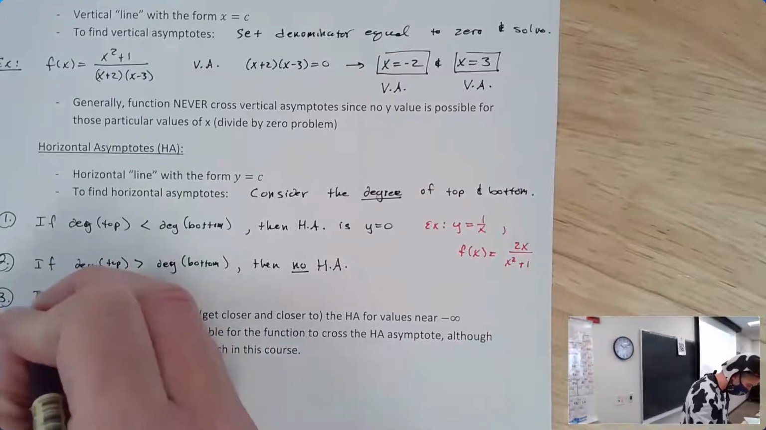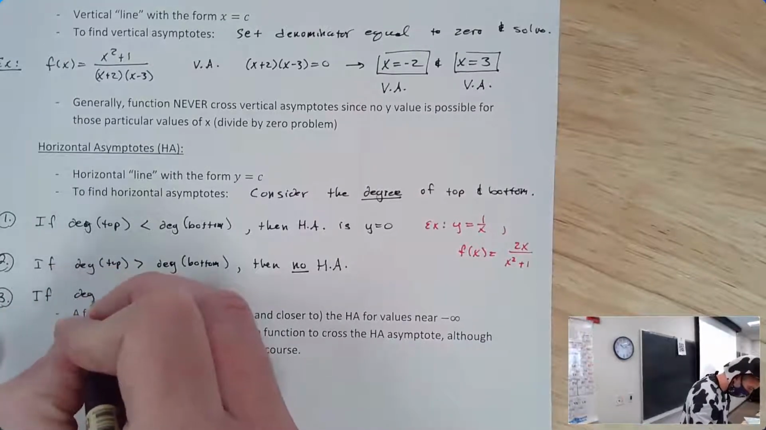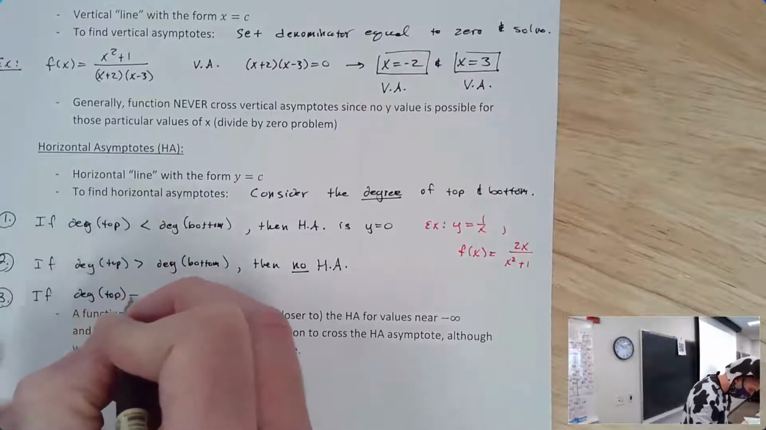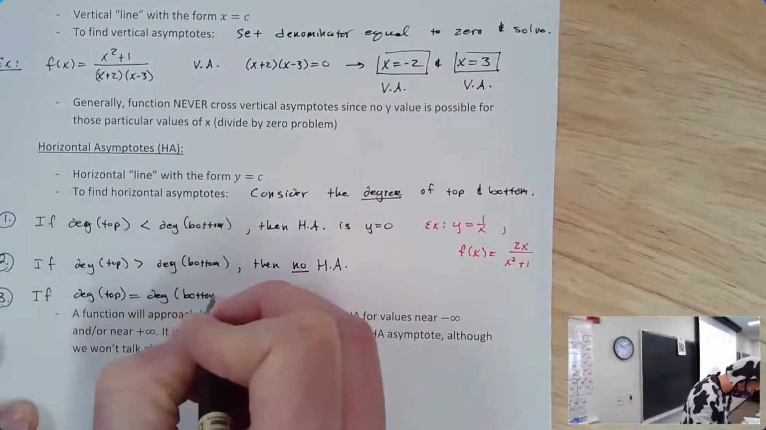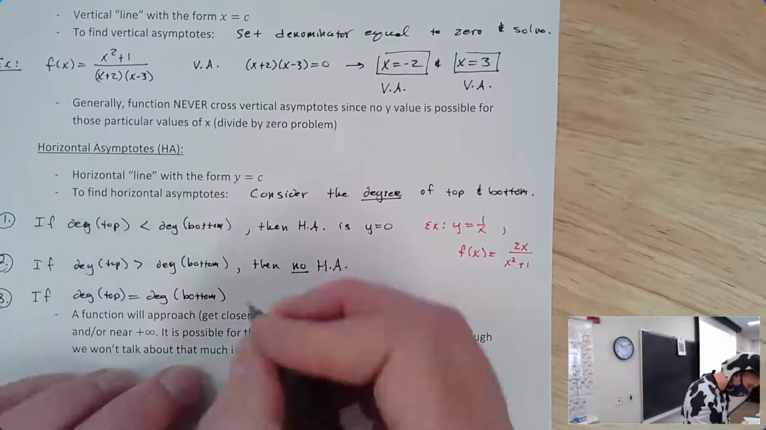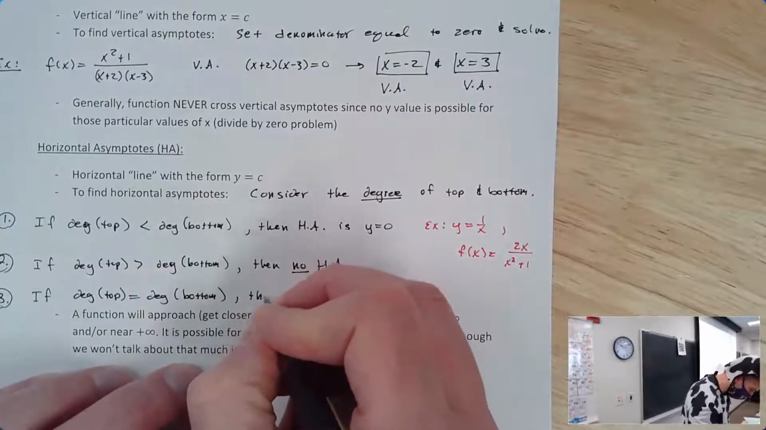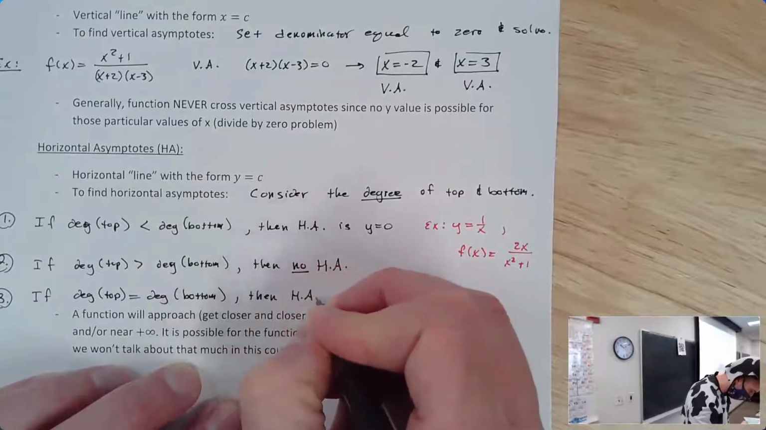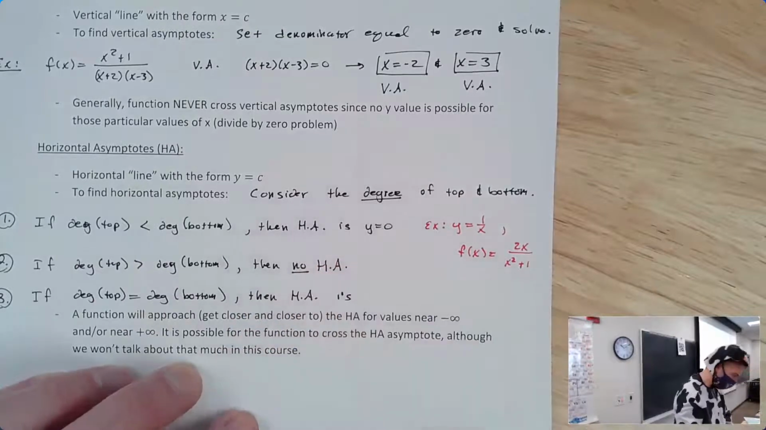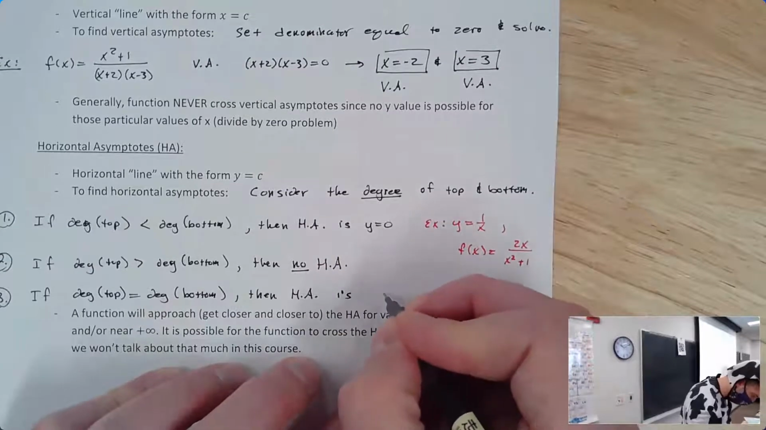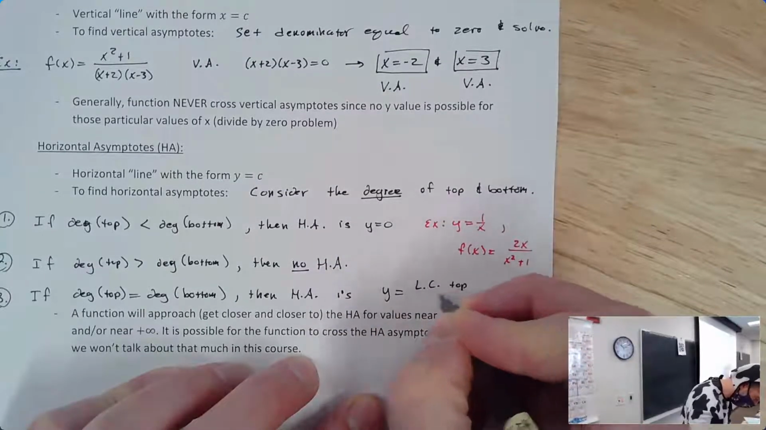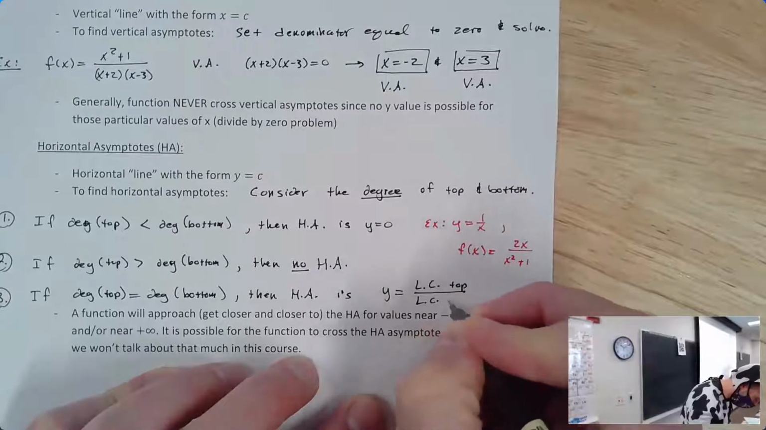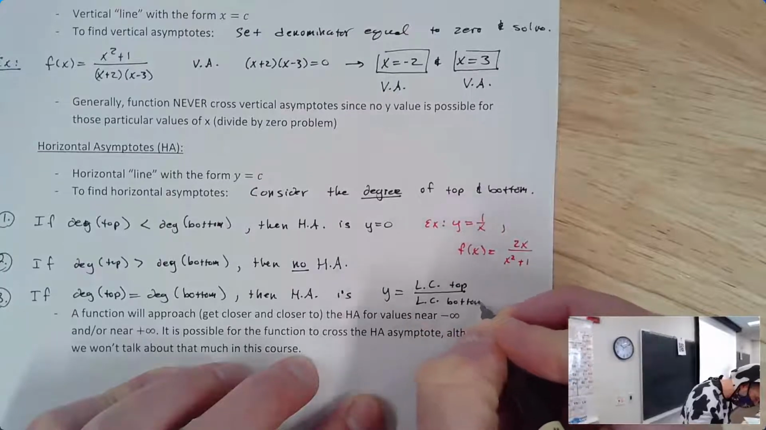And then thirdly, what we're going to see most of the time is that the degrees are equal. So if the degree on top is equal to the degree on the bottom, then the horizontal asymptote is a little complicated. It's y equal to the leading coefficient of the top divided by the leading coefficient of the bottom.